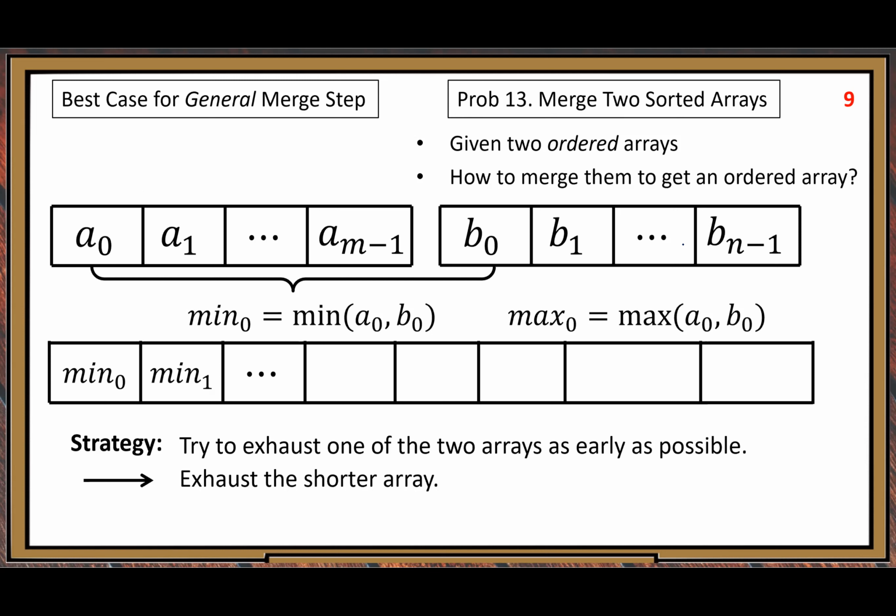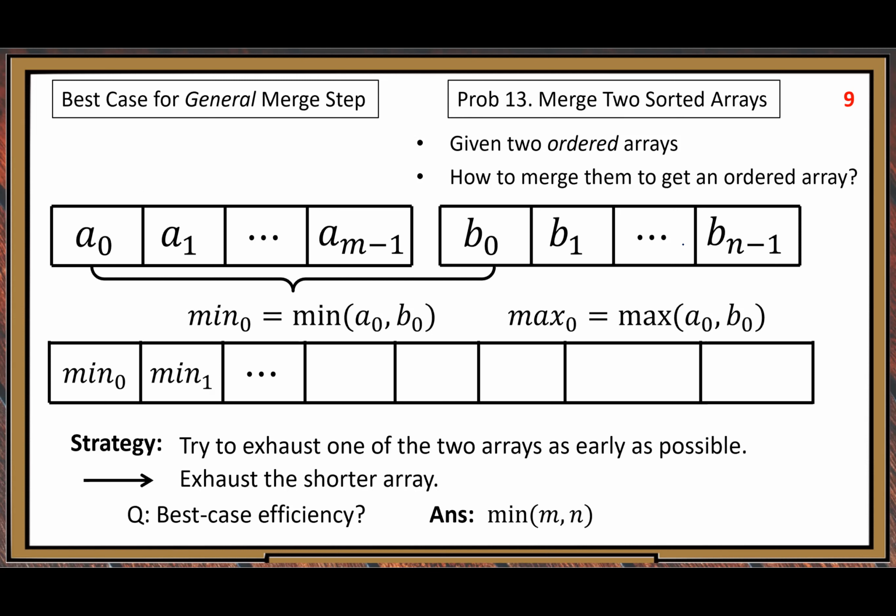Because you can terminate earlier, right? Your algorithm can terminate earlier if you exhaust the shorter subarray. So the conclusion for the best case efficiency is the minimum of n and n. This many comparisons for the best case, the general best case.